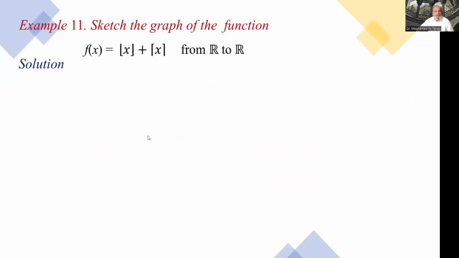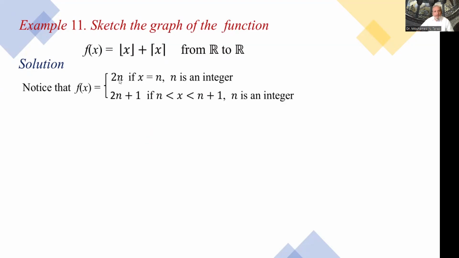Now, let's see floor function of x plus ceiling function of x. So now again, distinguish two cases. When x is equal to n, an integer, this will be n, this will be n, you get 2n. When x is between n and n plus 1, the floor function is n, the ceiling function is n plus 1, you add them, you get 2n plus 1. So now we have the function defined precisely this way.